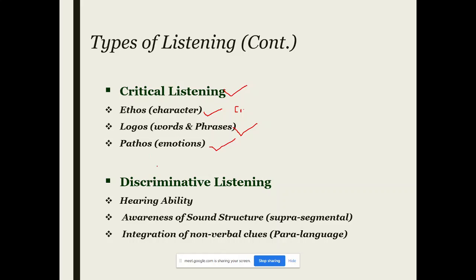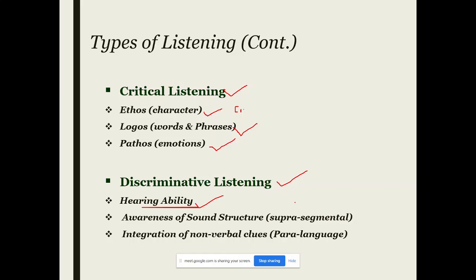Now, there is something that is called discriminative listening. The purpose of this kind of listening is to differentiate among the information and sounds that we listen to. The first skill is our hearing ability, that we can even hear the minute sounds, understand and differentiate between the minute differences among different kinds of sounds. That is the first skill that is involved in discriminative listening. So it is hearing ability.